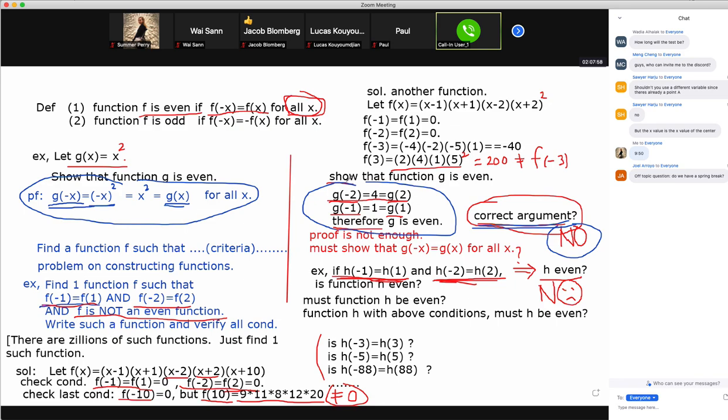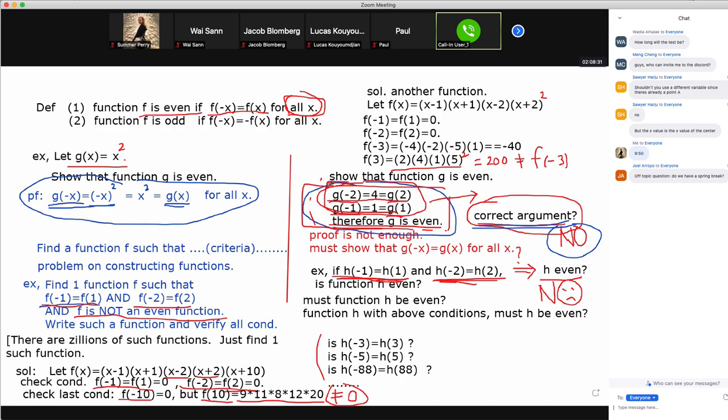Again, when you say g of minus 2 is equal to g of 2 and g of minus 1 is equal to g of 1, does that conclude that g is an even function? Can you conclude from here that g is an even function? Now, note that in this case, the function g is an even function. Yeah, we know that. But the question is, did this argument prove that g is an even function? And the answer is no. The argument is not enough. The argument did not prove that g is an even function.